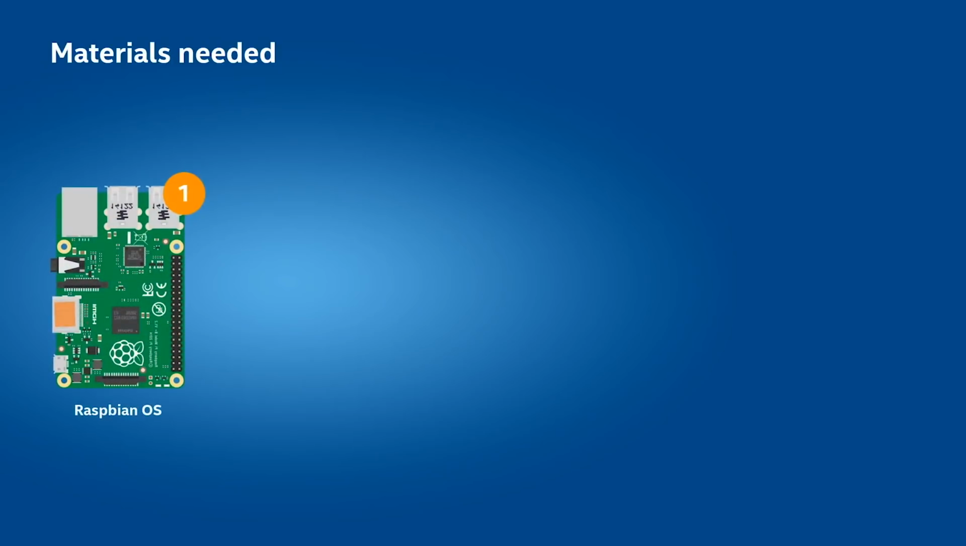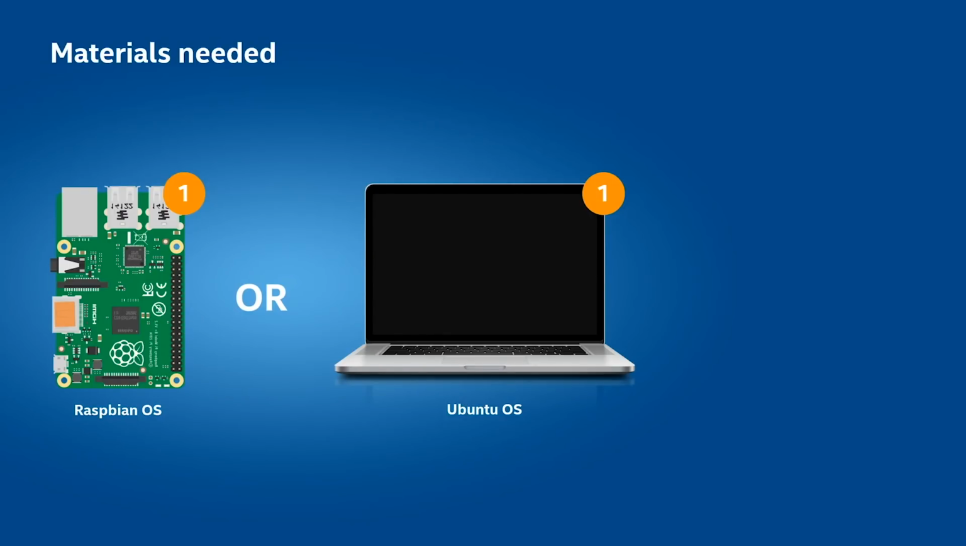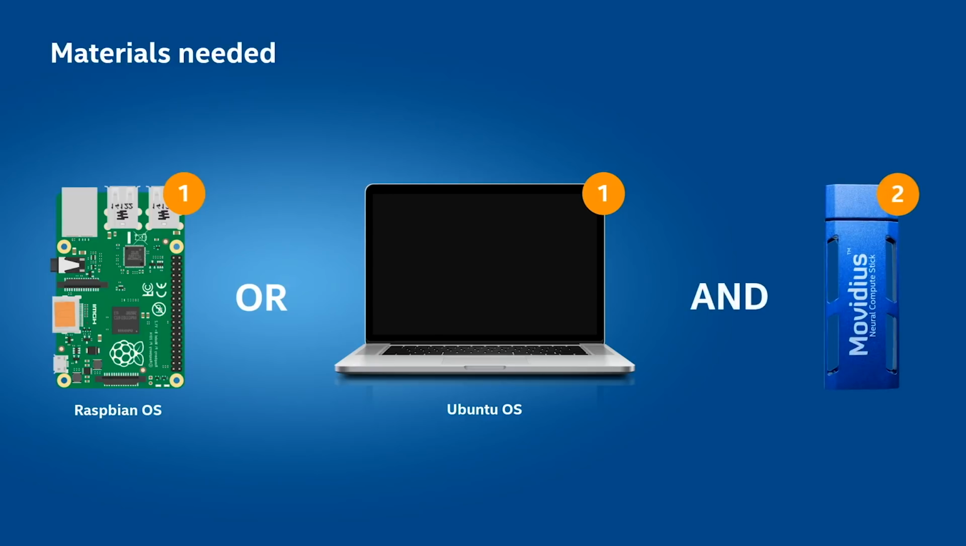So let's say I want to make a project like this to get my friends and beat them. How can I do that? Yeah, absolutely. So let's start with the materials needed to build a project like this. You will need a Raspberry Pi running Raspbian operating system, or a laptop or desktop running Ubuntu operating system. You will also need a Neural Compute Stick.